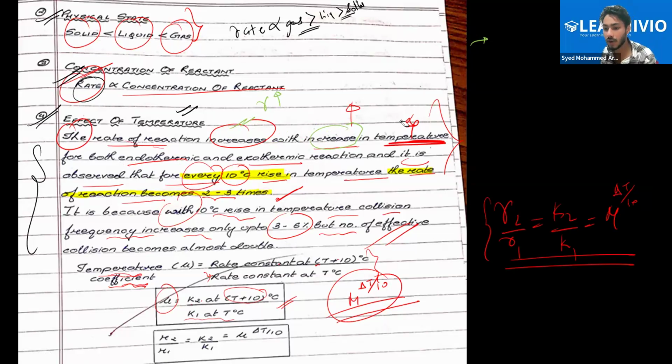And how many times will the rate increase on every 10 degrees Celsius rise in temperature? It would be 2 to 3 times. This data will be given in the question while you are solving it. The formula is R2 upon R1, or K2 upon K1, equals the temperature coefficient to the power of delta T upon 10. This is the formula that you have to remember.